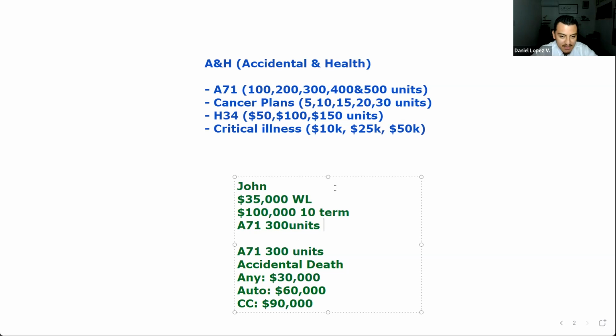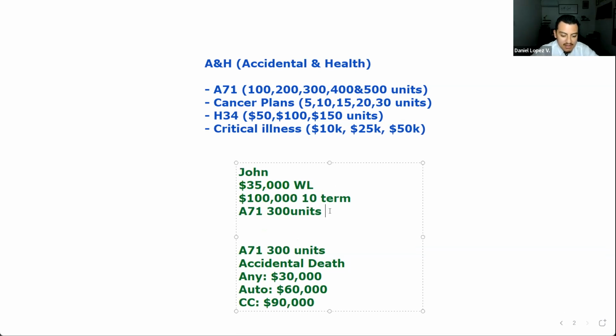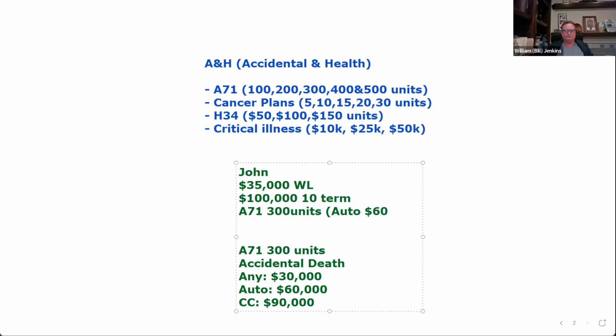Okay, now let's examine this. So if I say he dies in an automobile accident, this is going to pay out 60K. So if we do whole life pays out no matter what, term life pays out no matter what, he dies in an automobile accident, how much is the family getting? 195. 195. We should have known that. That's right out of the state license exam.